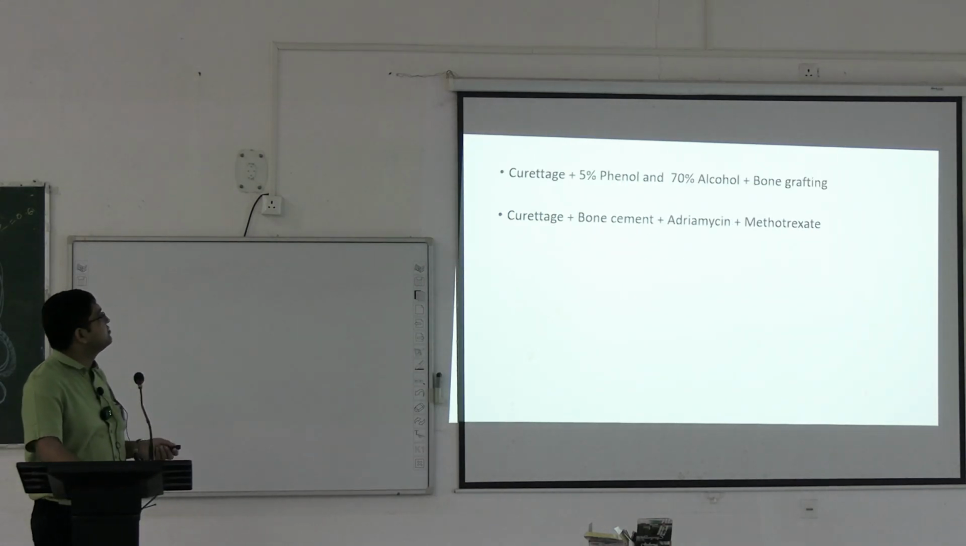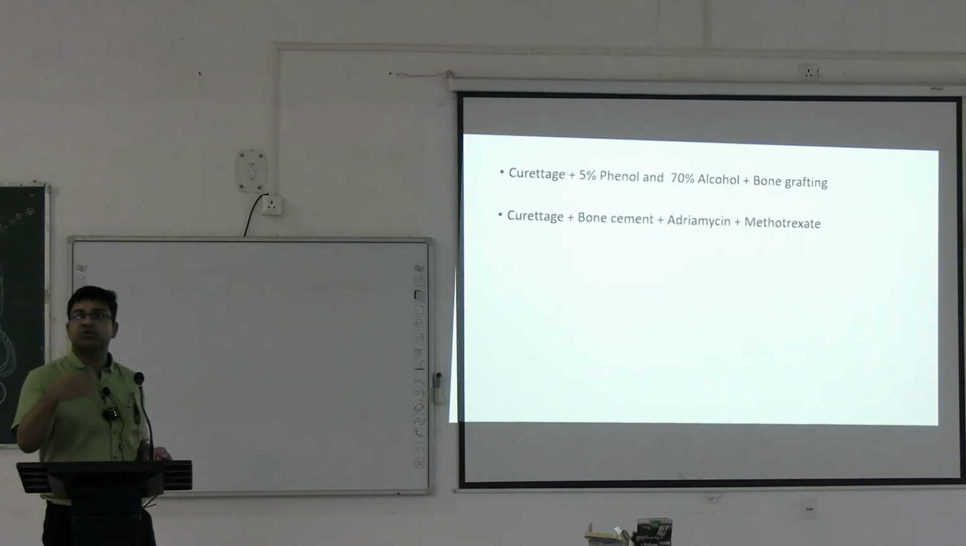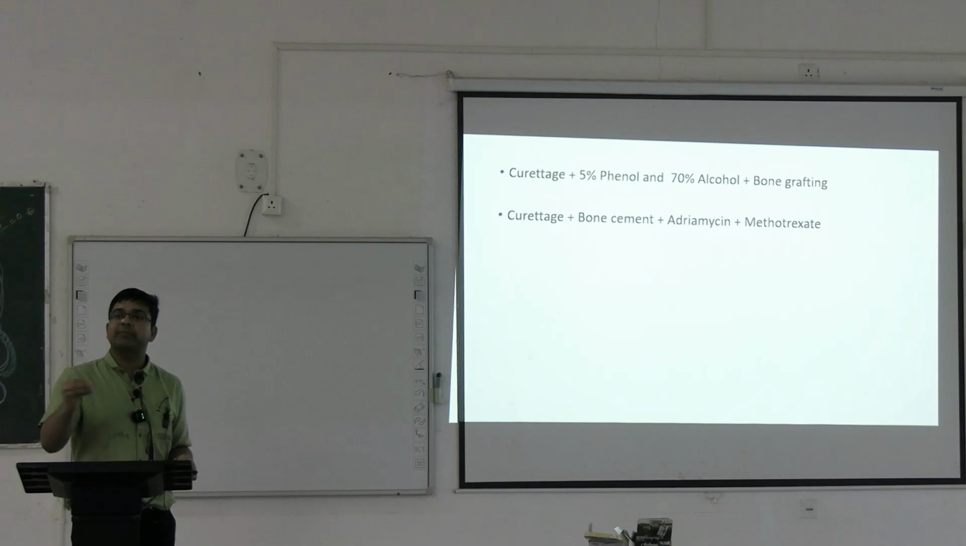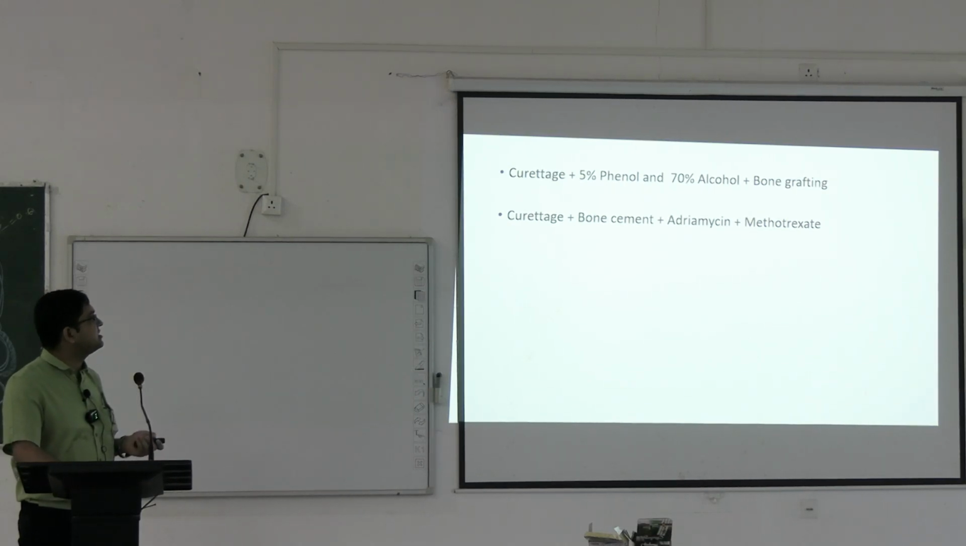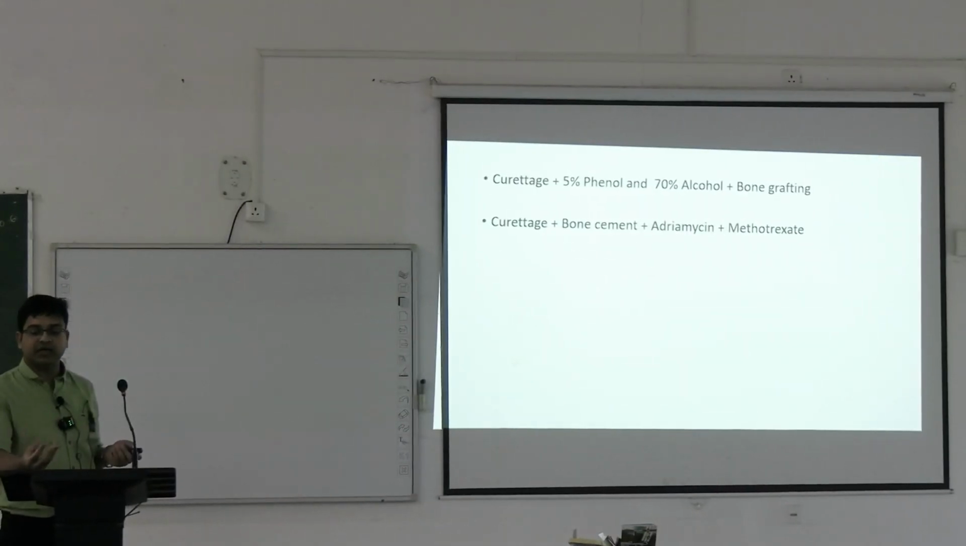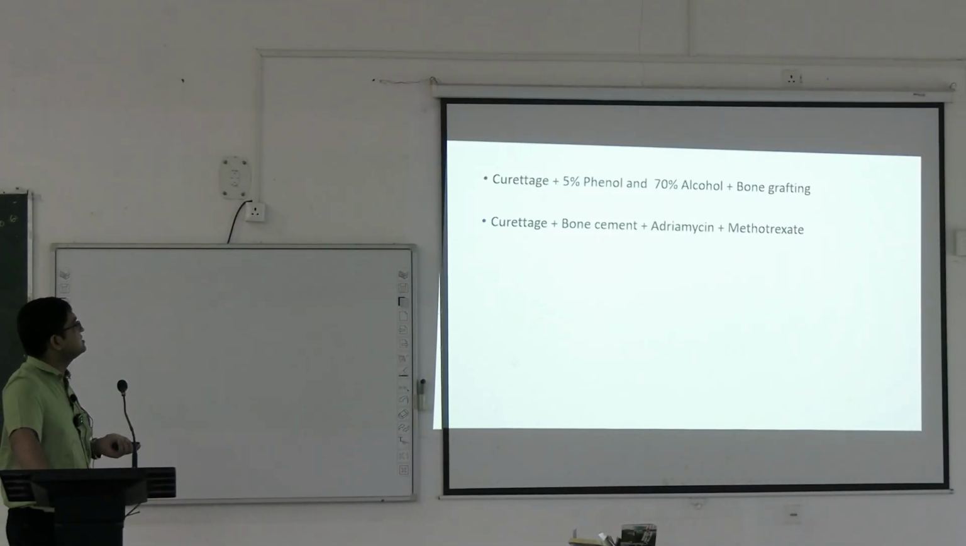Another technique is curettage with phenol and alcohol plus bone grafting. You have to do curettage, then apply 5% phenol and 70% alcohol, and then do bone grafting. Or curettage, bone cement, adriamycin and methotrexate. You can also apply some chemotherapeutic agent inside the cavity, like after curettage, you can apply bone cement with adriamycin and methotrexate.